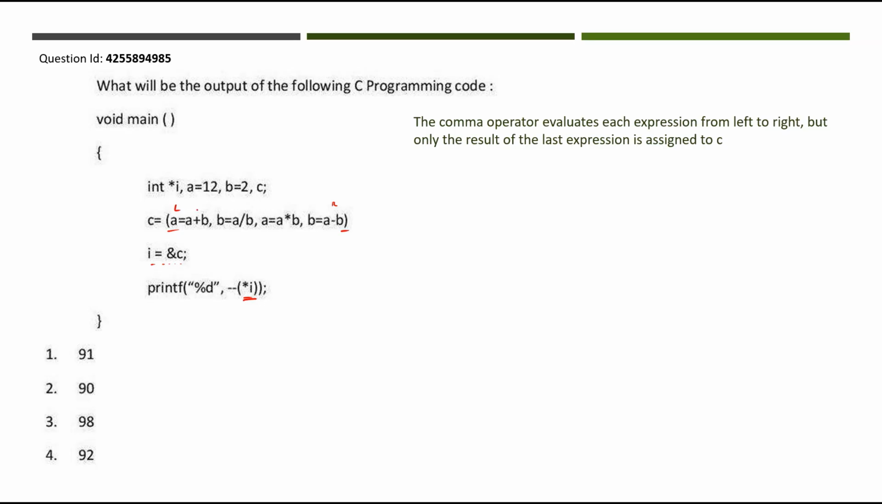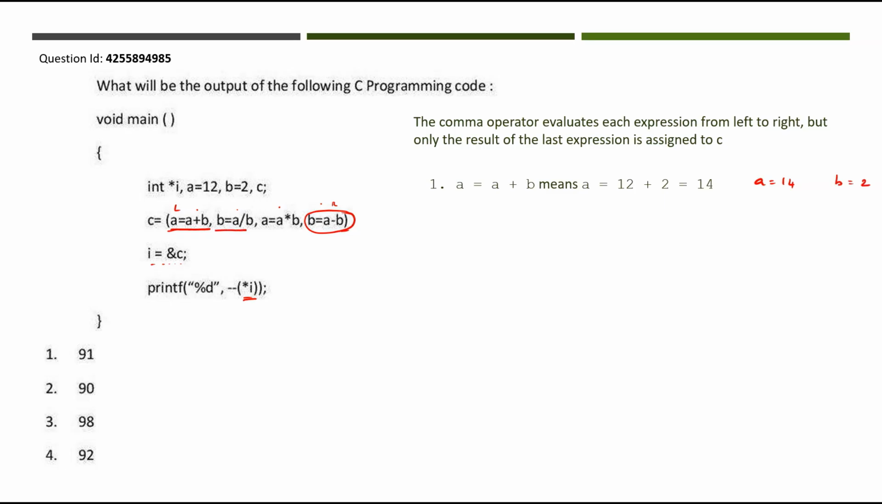It means all the 4 expressions will be evaluated and only this expression's value will be stored in C. So let's take the first expression. A is equal to A plus B. It means A is 12, B is 2. 12 plus 2 will give you 14. Now the value of A is 14 and B is 2.